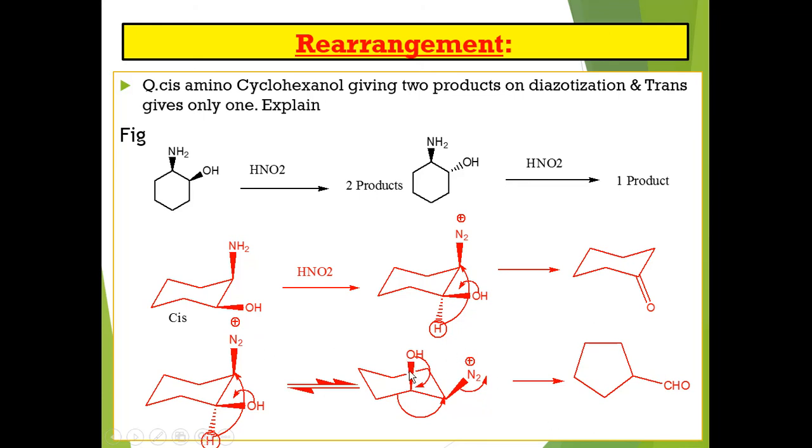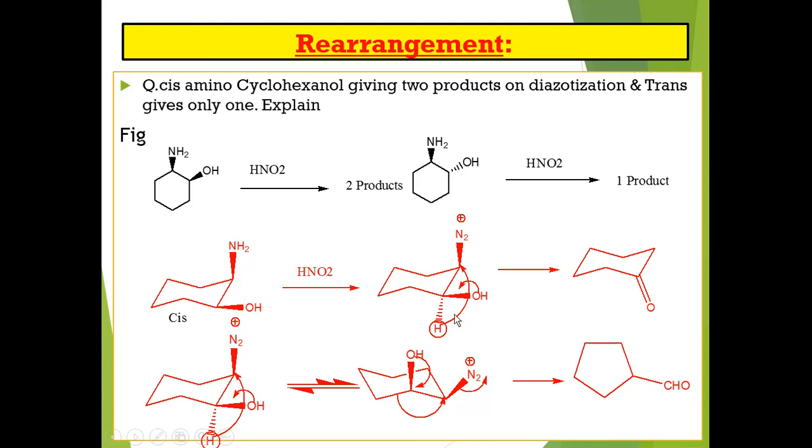and in the second step this bond is exactly anti with respect to the amine group, and therefore the anti bond is shifted from the back side, and the leaving group N2 plus is given out, with formation of cyclopentane carboxaldehyde, that is a 5-membered ring containing an aldehyde. This is another product. So if the cis isomer is taken, the reaction takes place in two ways.